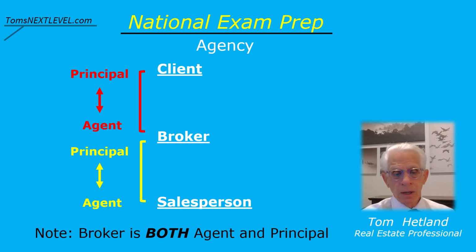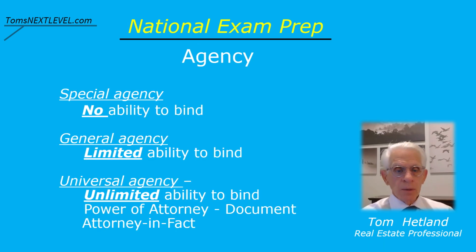Okay, never forget that. And also, in the agency relationships in a brokerage, the broker, once again, is both an agent and a principal. Well, let's talk about the different types of agency you'll see on the test. There are 3 main types, and you need to know the significant difference between these 3. Special agency is an agency relationship where the agent has no ability to bind their principal to do anything.